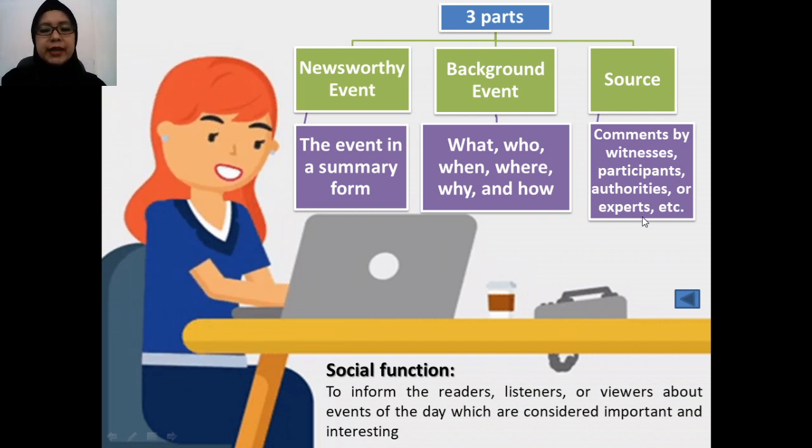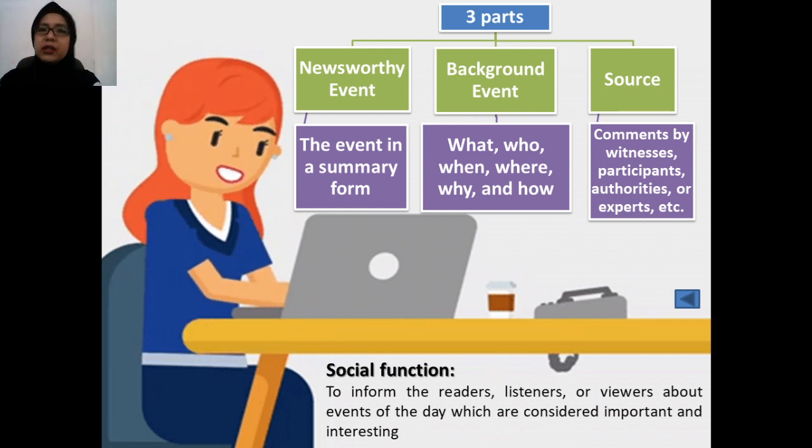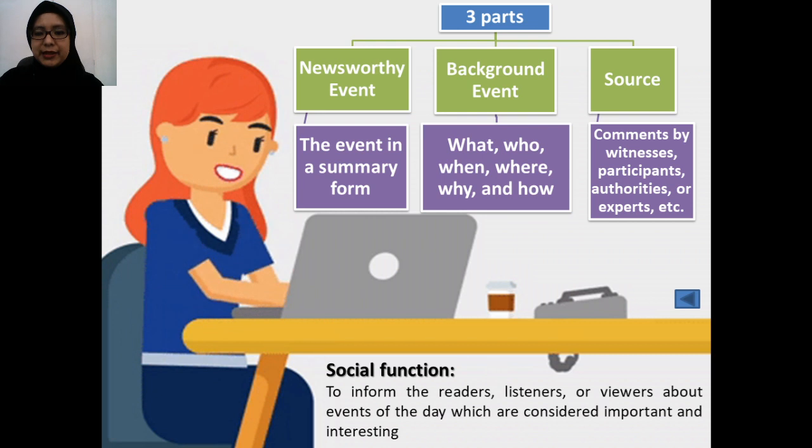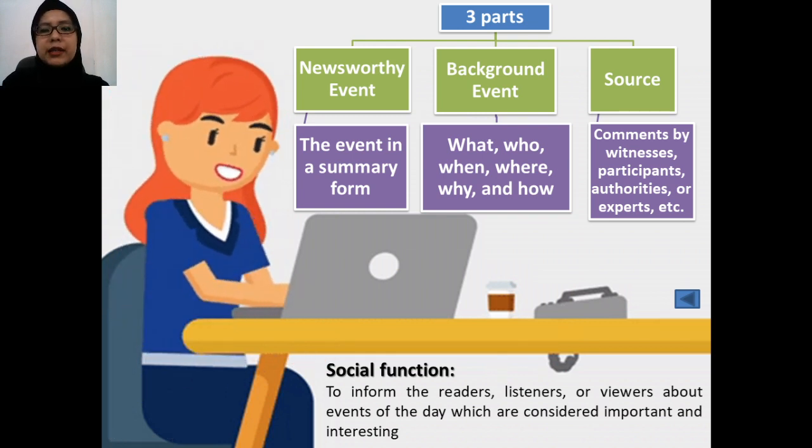So in a news item text, these three, newsworthy event, background event, and source always exist. Nah, tapi kamu tahu tidak, untuk generic structure dari news item ini quite unique. Look here, ya. This part, NE, is always at the beginning of the text.